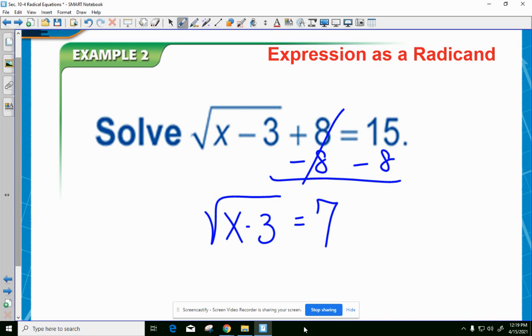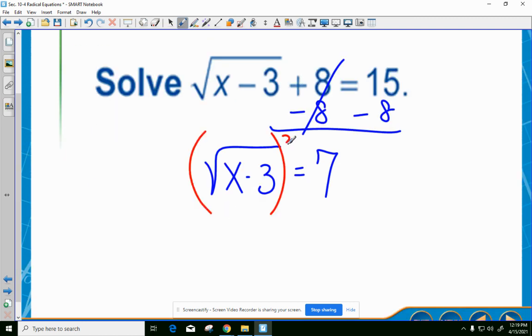And now, at this point, because you do not have anything else other than that radical, you can square both sides. Very common to watch people square the side with the radical and just let the other side go. Okay? It happens all the time. When you square a square root, whatever is under the radical does not change. That should stay. x minus 3 is now equal to 49.